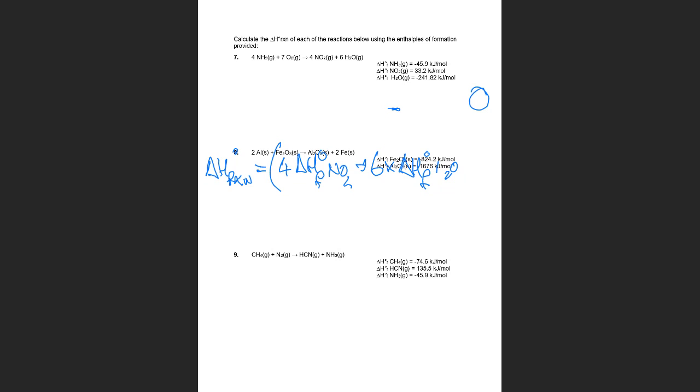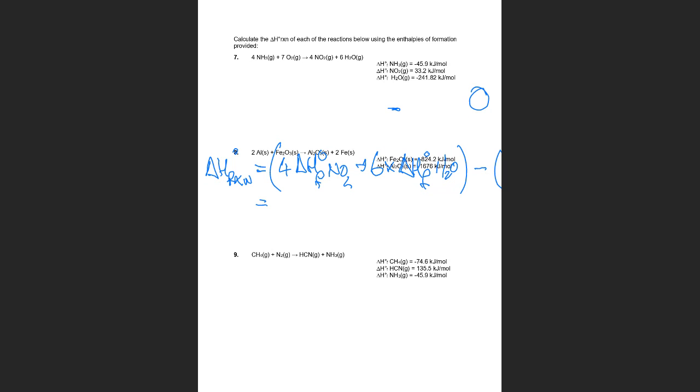Got to read the equation, because you might be asked to take these numbers from a table, and then I'm going to subtract from that 4 times the standard enthalpy of formation of ammonia, and then add 7 times the standard enthalpy of formation of oxygen.